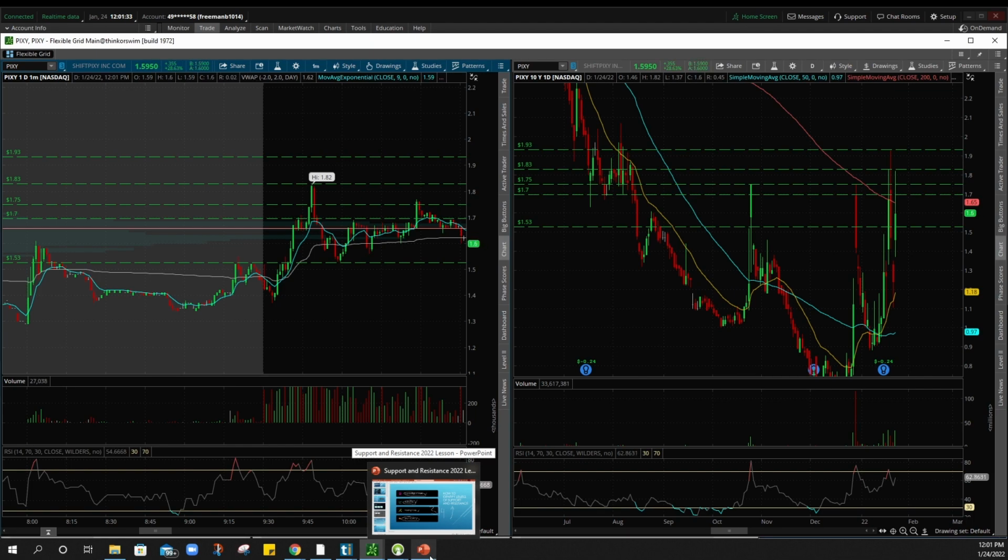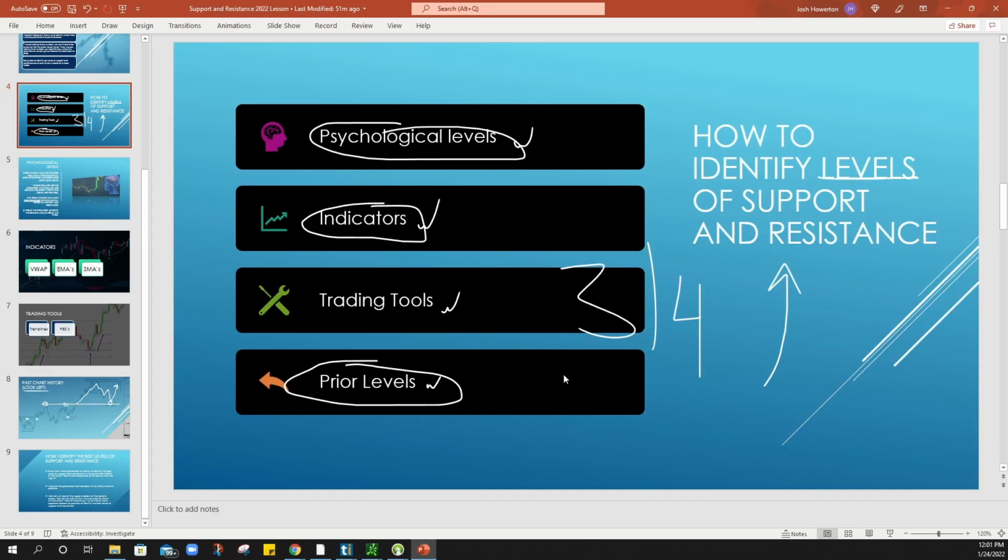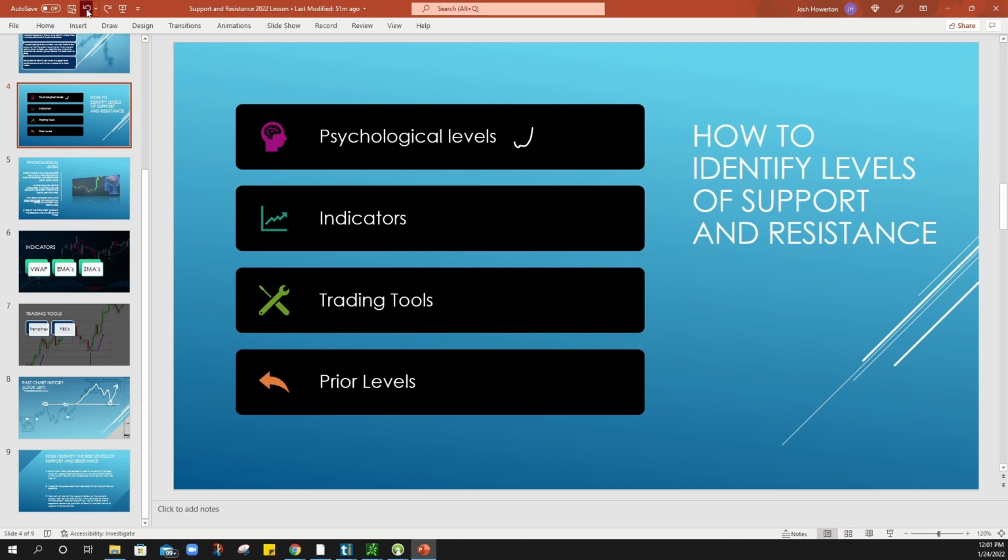So again, if you're going to take anything away from this lesson, anything whatsoever, and I would put the most emphasis here in the beginning as you're identifying support and resistance, what would you guys think I would say? Which one of these 4 should you put the most amount of focus on? Should you put a lot of focus on psychological levels, indicators, trading tools, or prior levels? If I said master one of these, guys, which one would I tell you to master first? What do you guys think?